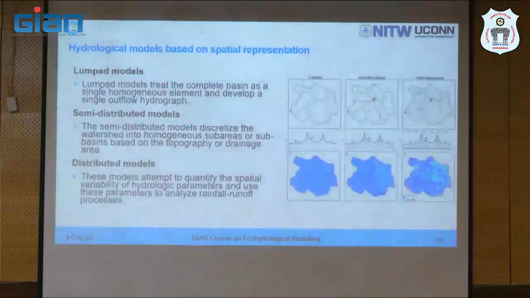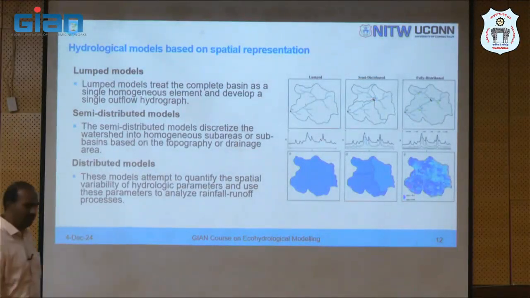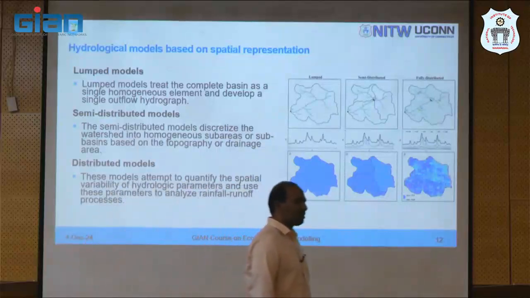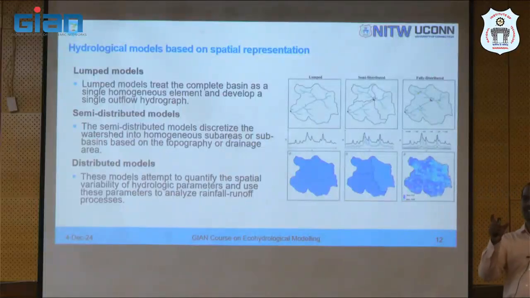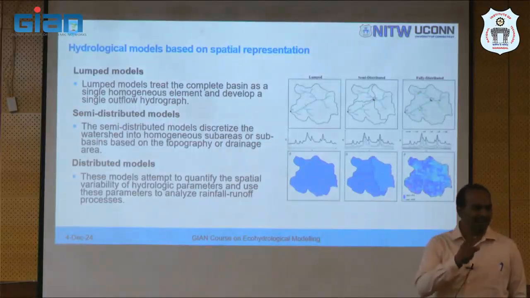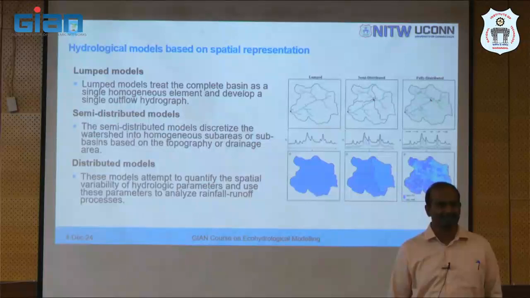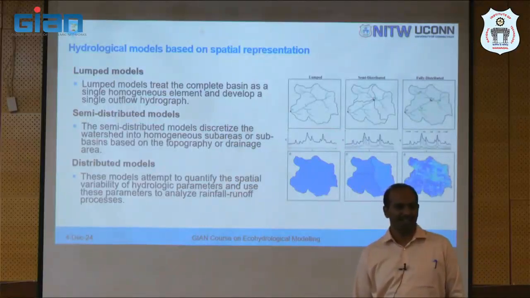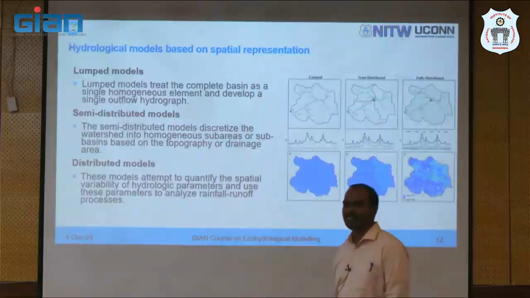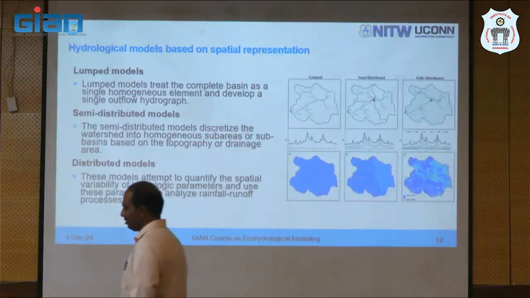Now, coming to the spatial representation, you have these models. At what scale do you want to apply them? Can anyone tell what is the maximum scale your SCS curve number method can be applied, or a rational formula can be applied? Is there a maximum limit for area? Rational formula is how much area? 5,000? 5,000 is too much.